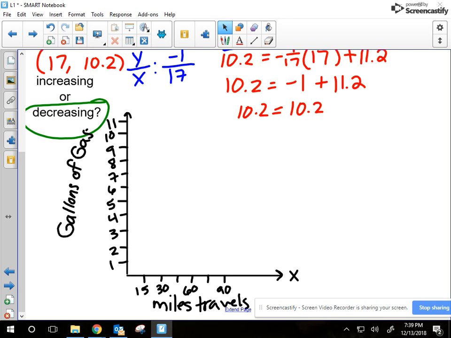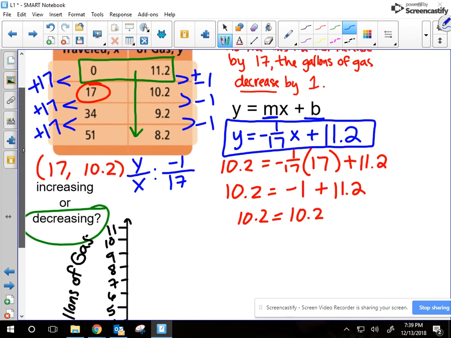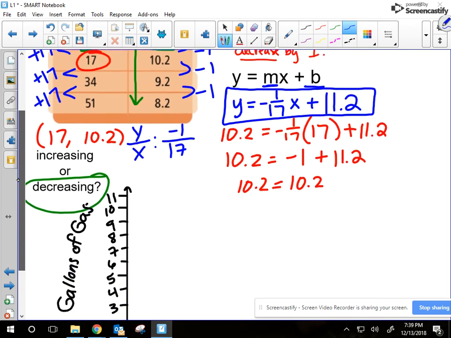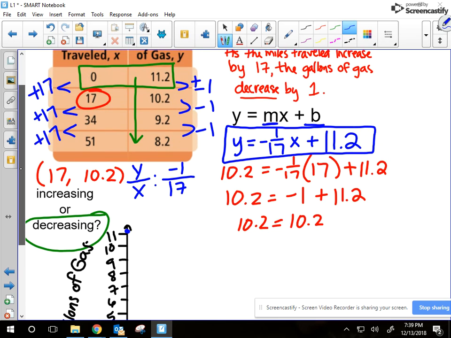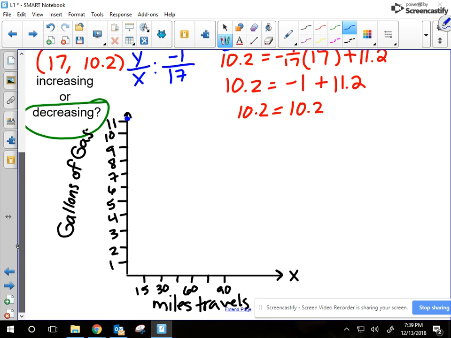Okay, now we can fill in those points. We know that right away in the beginning, 0 miles traveled, we're at 11 and 2/10. That's going to be just above 11. After we travel 17 miles, we're at 10 and 2/10. 17 is just going to be a little bit after 15. And then we're at 10 and 2/10, just above. That one could maybe even be moved a little bit to the left.